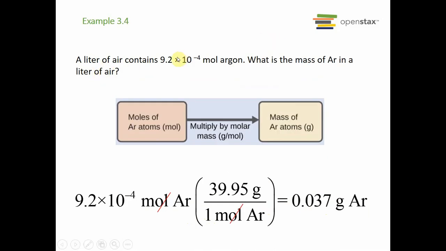A liter of air contains 9.2 times 10 to the minus 4 moles of argon. What is the mass of argon in the air?